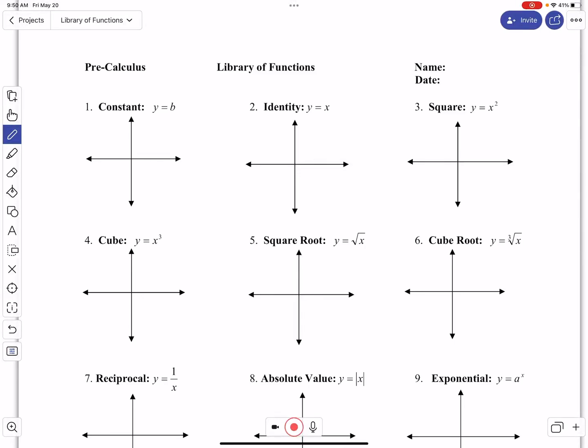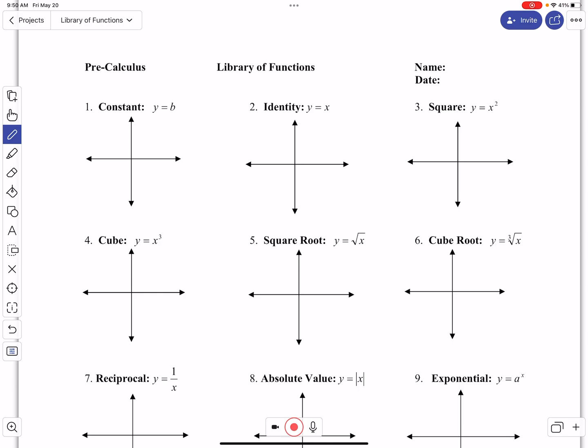Okay, on this, we're going over our library of functions, and you do need to have these memorized. It is important because when you start to shift graphs and move them around, transform them, if you already have an idea of what the graph looks like and what a few points are, it just makes things a lot faster and a lot easier on you to have these memorized.